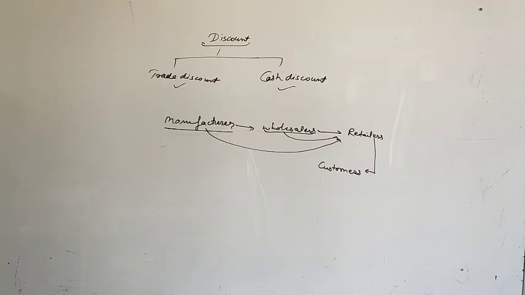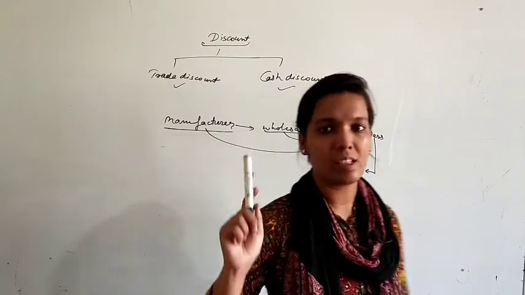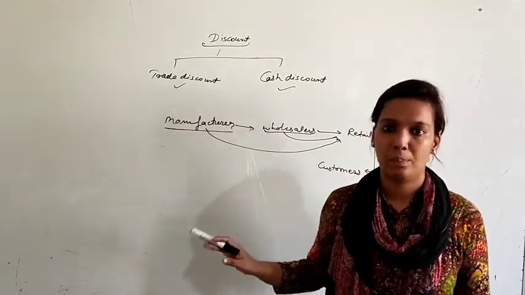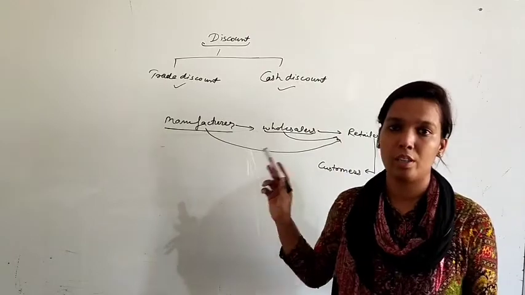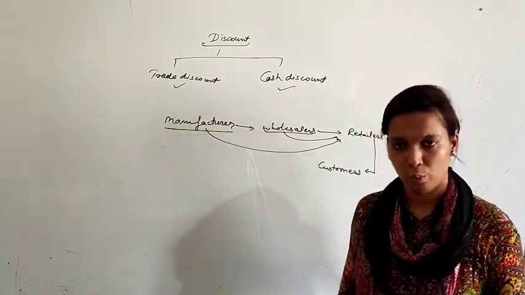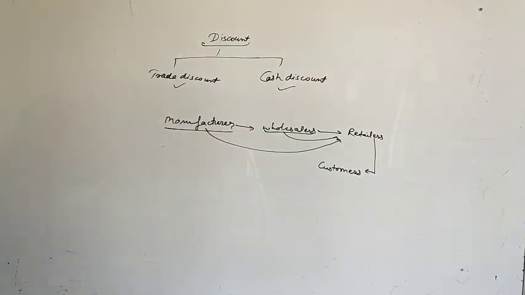Trade discount is not recorded separately in the books of account. Try to remember this point very carefully: trade discount is not recorded in the books separately, but cash discount is recorded in the books separately. How? Now we will discuss in the question. The next point of distinction is deduction from invoice. Trade discount is deducted from the invoice, but cash discount is not deducted from the invoice.